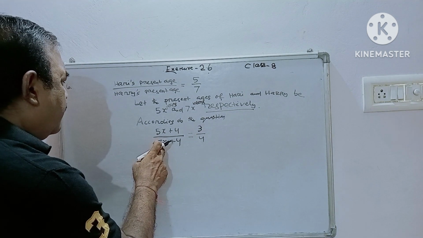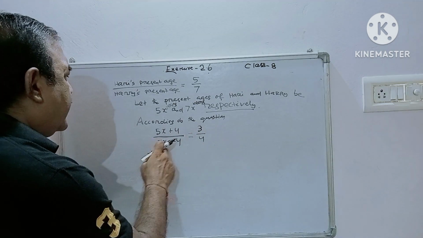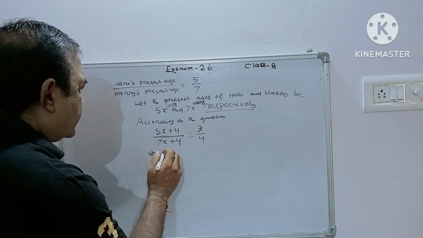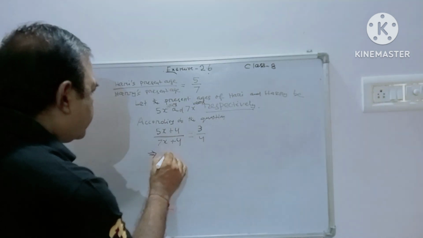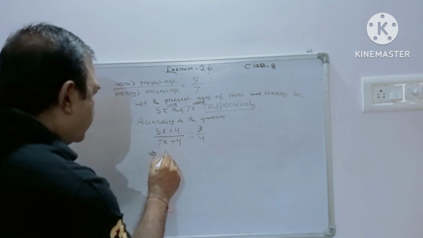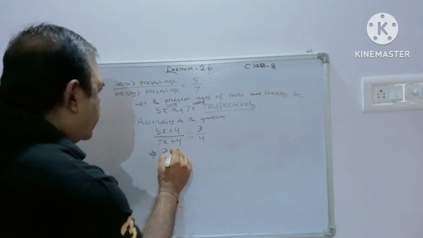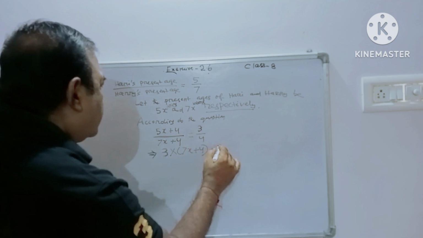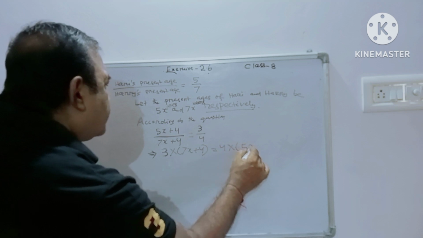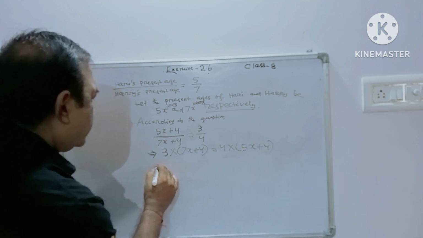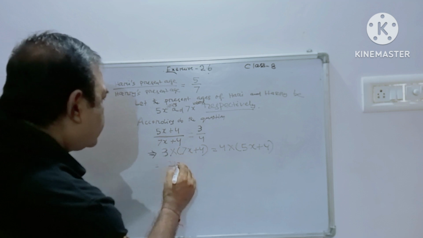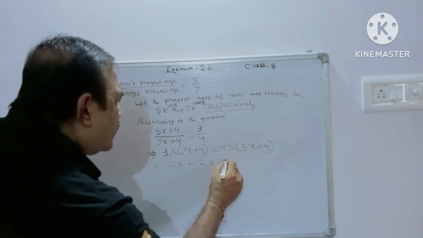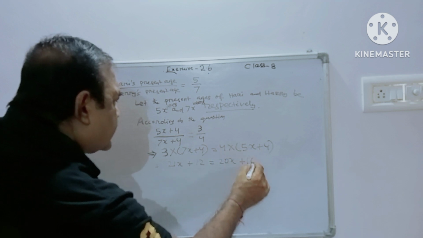Bring the greater quantity here: 7x into 3 is 21x, and 5 into 4 is 20x. So 3 whole into 7x plus 4 is equal to 4 whole into 5x plus 4. That is 3 sevens are 21x plus 3 fours are 12, equal to 4 into 5x, that is 20x, plus 4 into 4, that is 16.